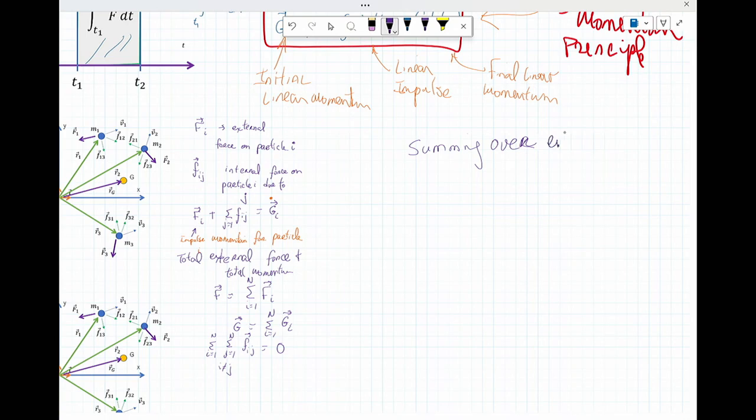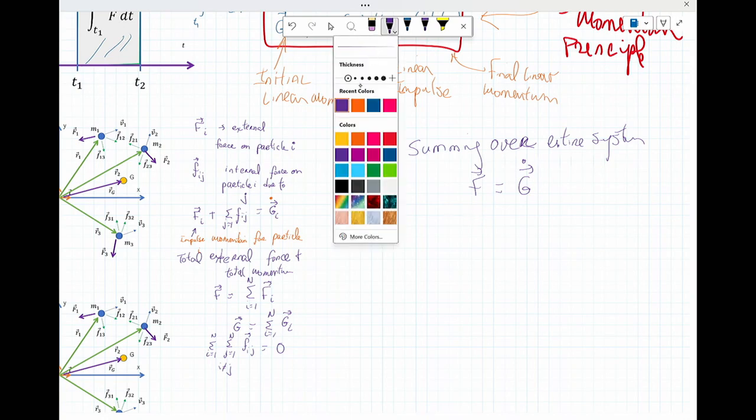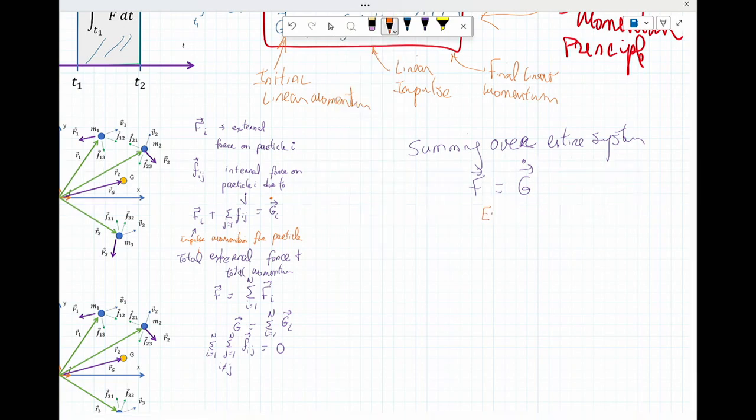If I sum over the entire system then, F is equal to G dot, and it looks a lot like Newton's second law, but it's also dealing with a slight difference in definition, and it's called Euler's first law. As far as you're concerned, you can treat it as Newton's second law, and that's okay. But just for completeness, I'm going to mention that.